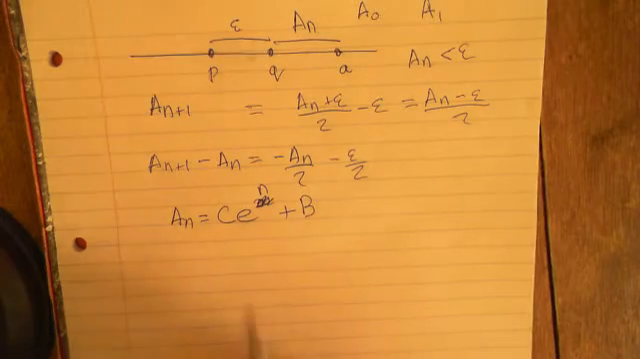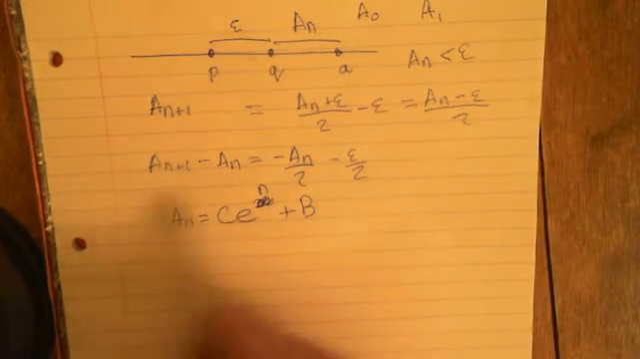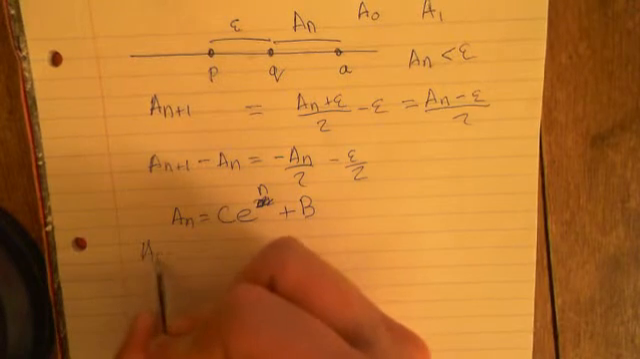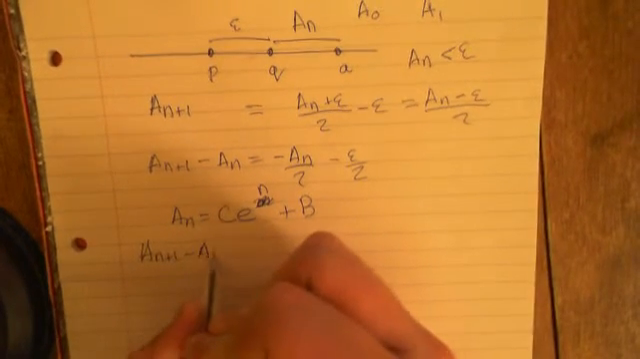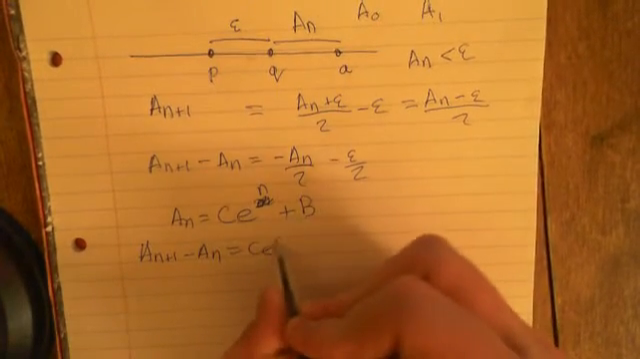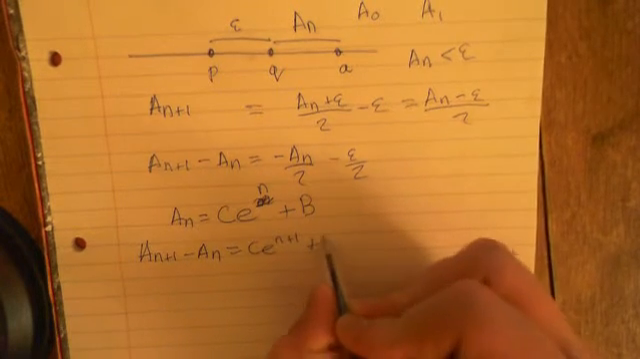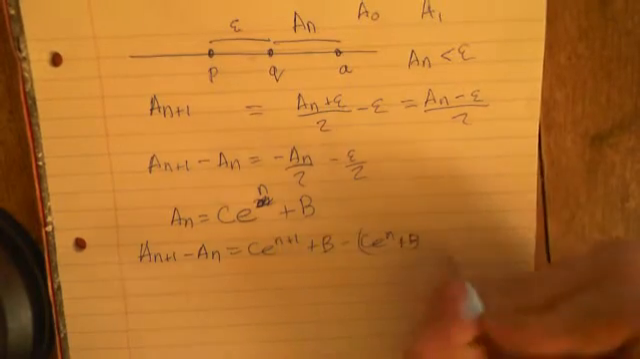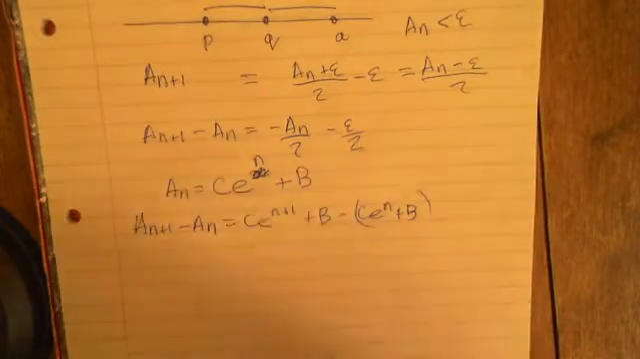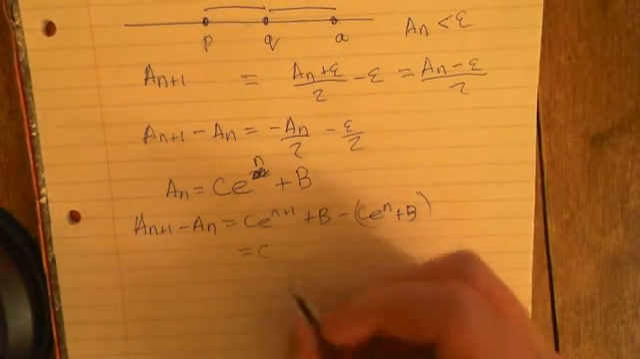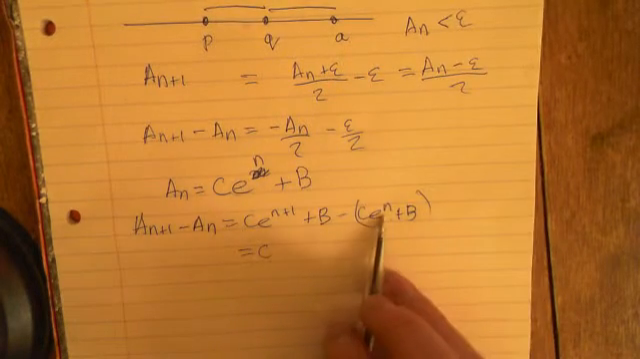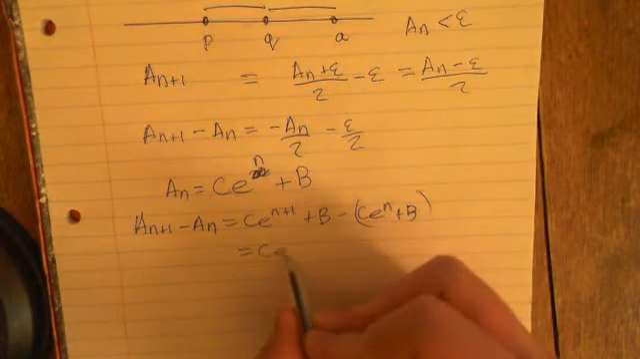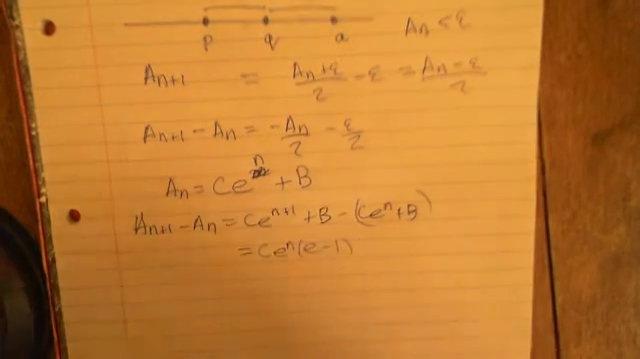Okay, so what we need to work out is what is this term here. So we need to work out what is a_{n+1} minus a_n. So it's going to be c e^(n+1) plus b, minus c e^n plus b, and that's in brackets. So that's going to give us e^(n+1) minus e^n. We can factor out an e^n and we'll get e minus 1.